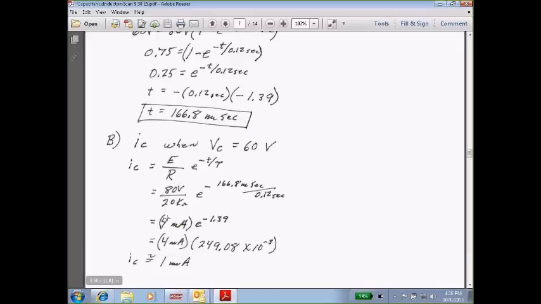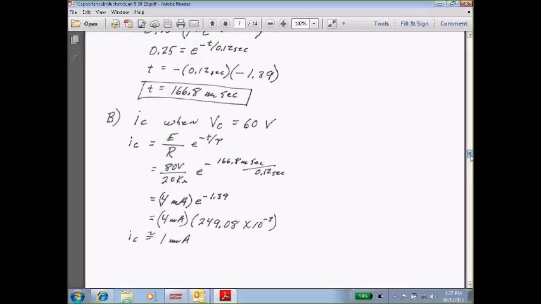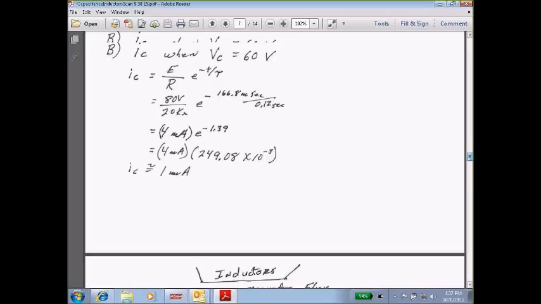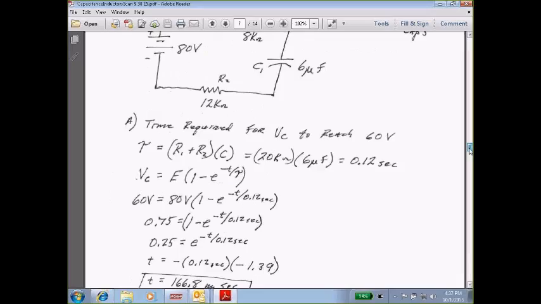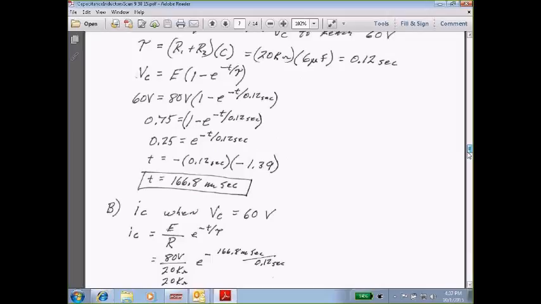This gives you current, voltage divided by resistance. That's equal to 4 milliamps times e raised to the minus 1.39, which is 0.249, which I rounded slightly here to about 1 milliamp. So that gives us an example dealing with the current decay as well.